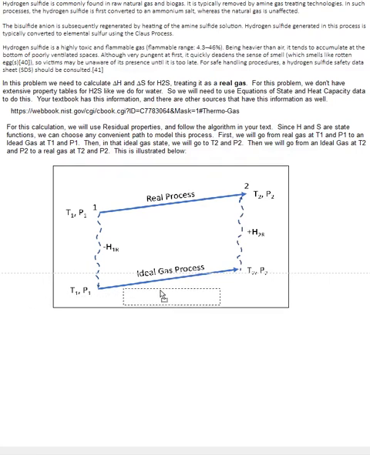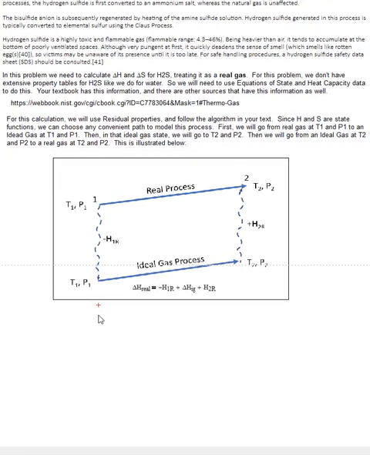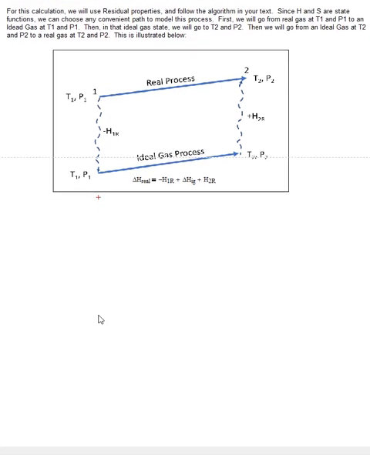And because it is a state function, delta H for this real process is equal to minus H1R plus delta H for the ideal gas plus H2R. Because remember, residual is real minus ideal gas. So this is a positive H2R, and this is ideal gas minus real, so that's why we have a negative sign for the H1R there.